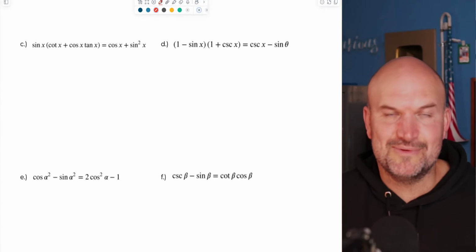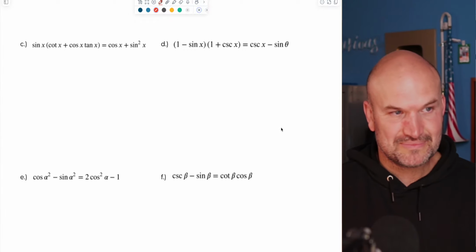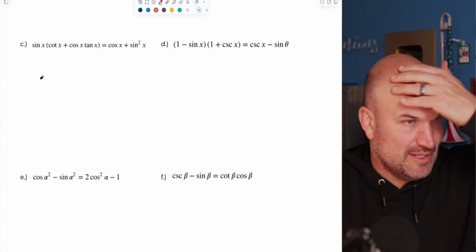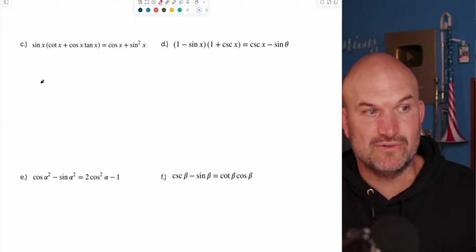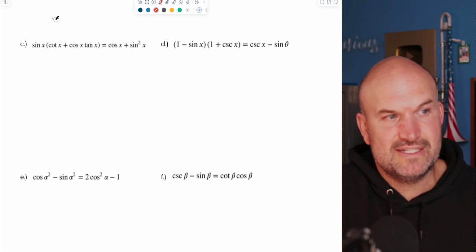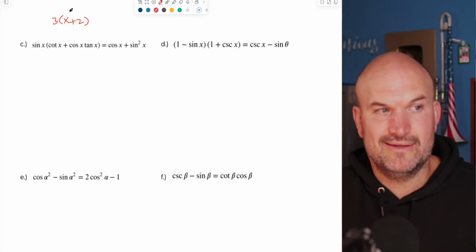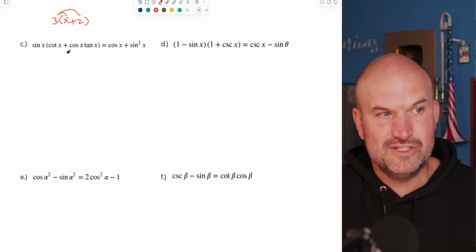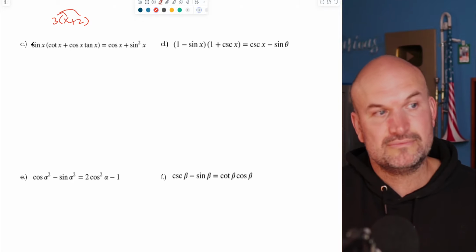All right, now we've got the easy ones out of the way. Let's have some fun. The one thing I want you to think about, whenever you have parentheses and a trigonometric function outside of it, is to think of applying multiplication. Just like if I had something like 3 times x plus 2, what comes to your brain immediately? The distributive property, right? So here, ladies and gentlemen, we can do the exact same thing.